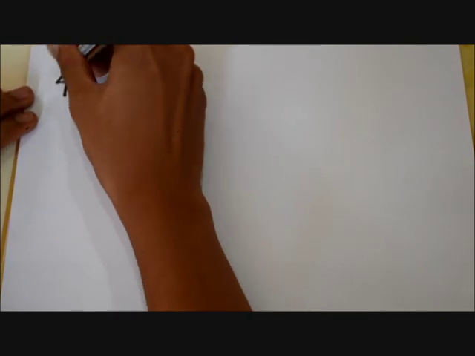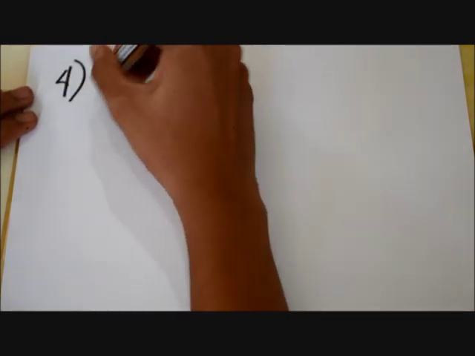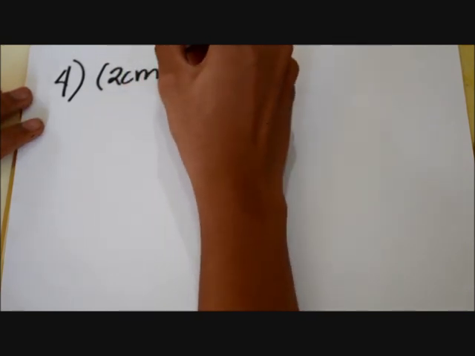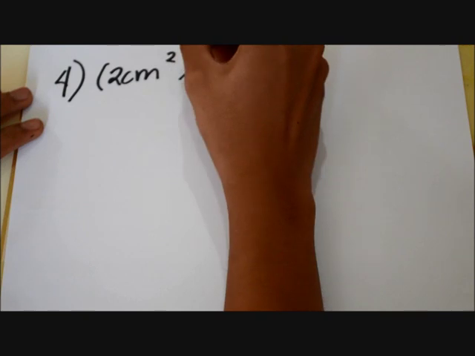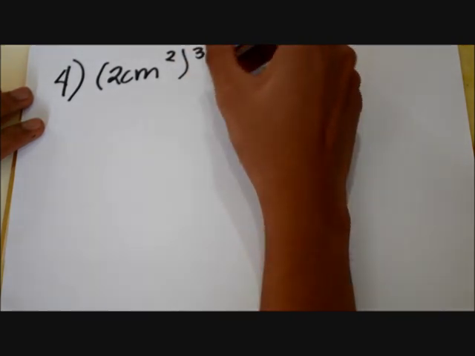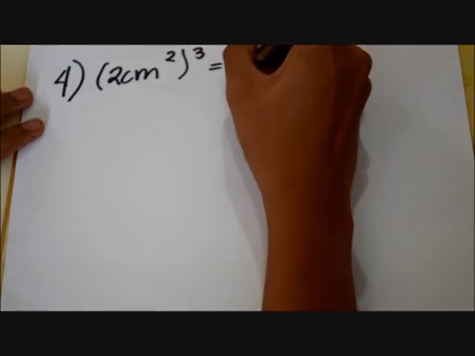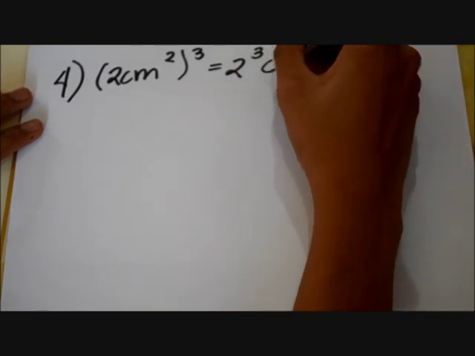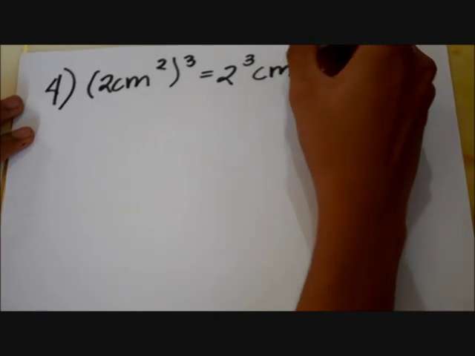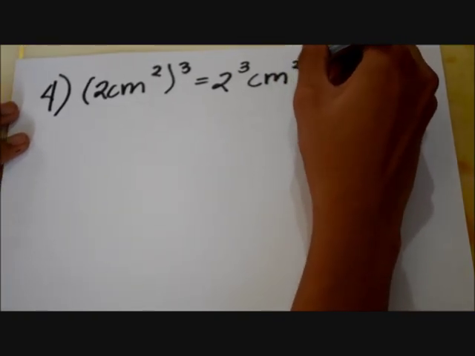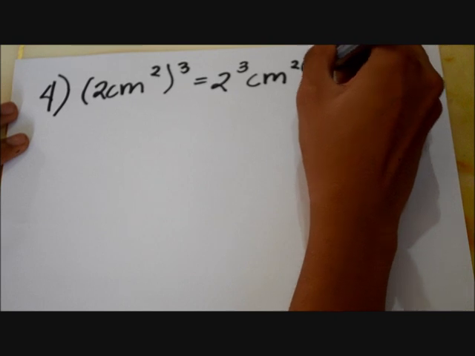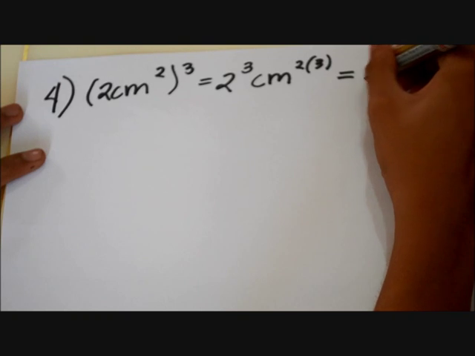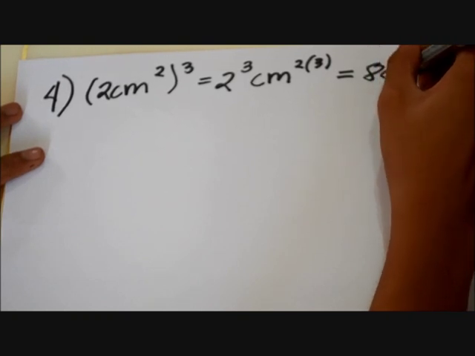Obtaining a power, given the quantity of 2 cm squared raised to the power of 3. We obtain the power of the constant, which is 2. That makes it 2 cubed cm squared times 3. So the exponents are the ones being multiplied. That would give us a product of 8 cm raised to the power of 6.